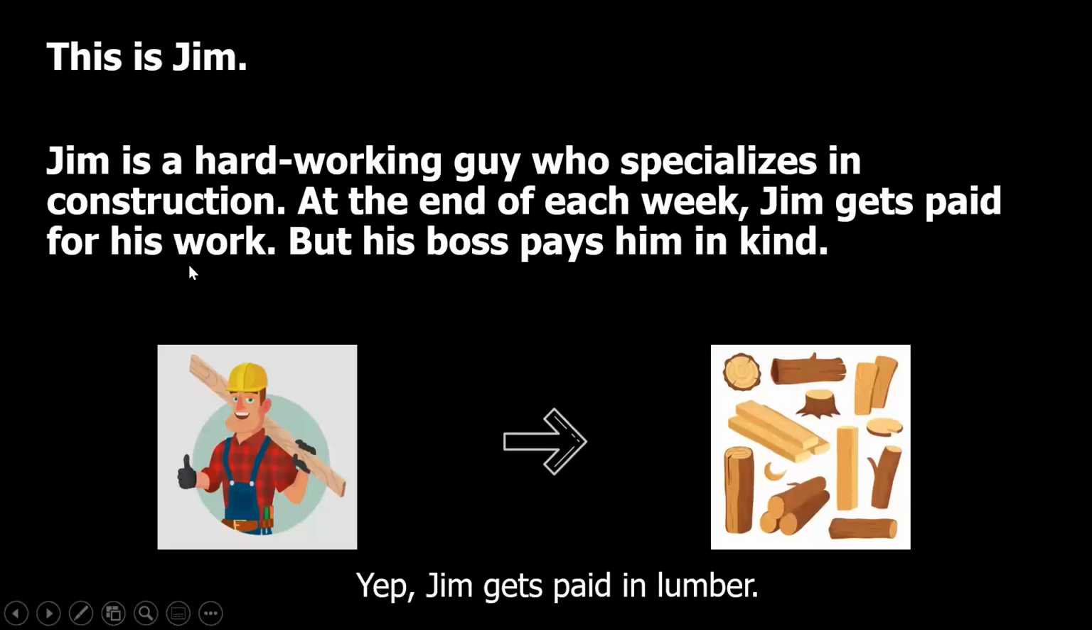So we're going to put ourselves into the place of Jim. Who is Jim? Well, Jim is a hard-working guy who specializes in construction. So he builds things. At the end of each week, Jim gets paid for his work. However, he is not paid with money. His boss pays him in kind. What does it mean? That he gets paid with what he works with. In this case, he gets paid with lumber, in wood, because that is what he uses. So instead of a salary, he receives a bunch of wood, and that is the retribution for his work.